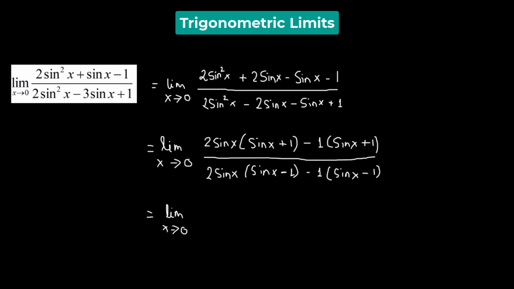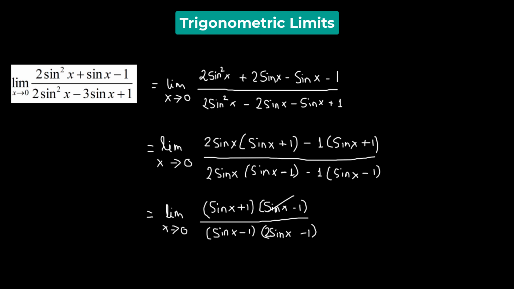So we have limit x approaching 0 of sine x plus 1 multiplied by sine x minus 1, divided by sine x minus 1 times 2 sine x minus 1. So we can now factor out sine x minus 1 from both the numerator and the denominator, and that leaves us with limit x tending to 0 of sine x plus 1 divided by 2 sine x minus 1.